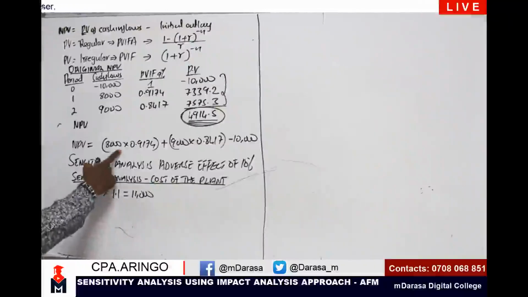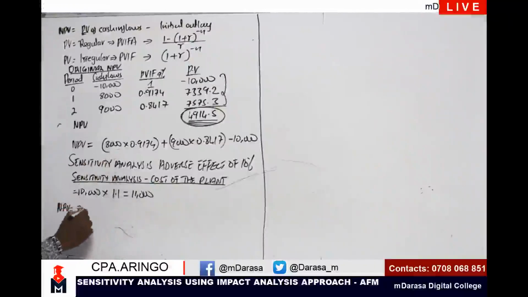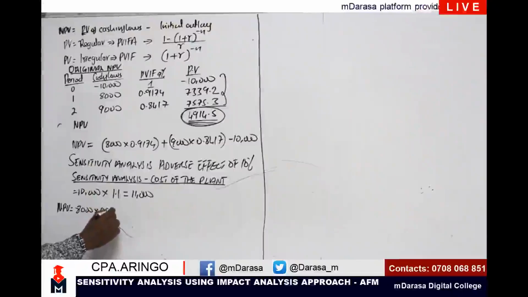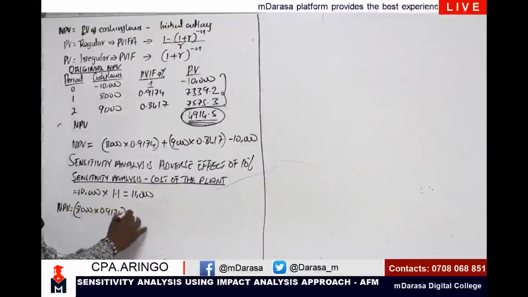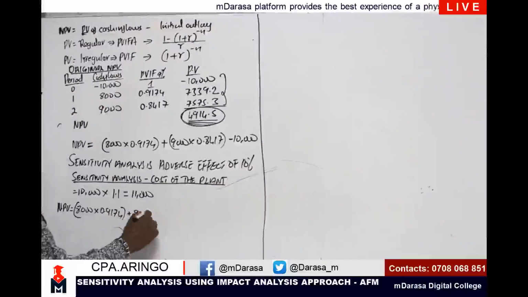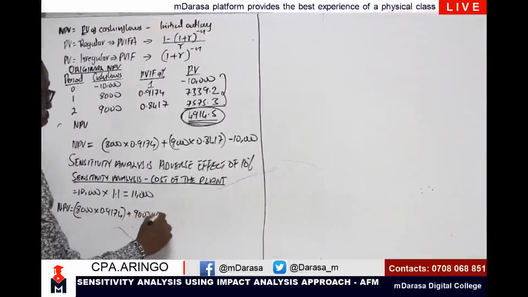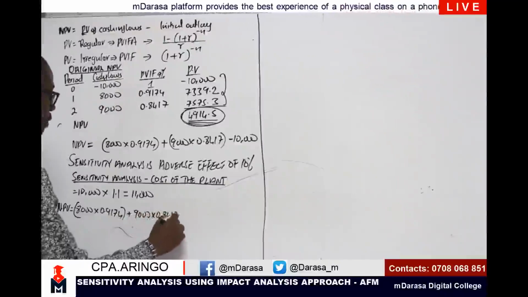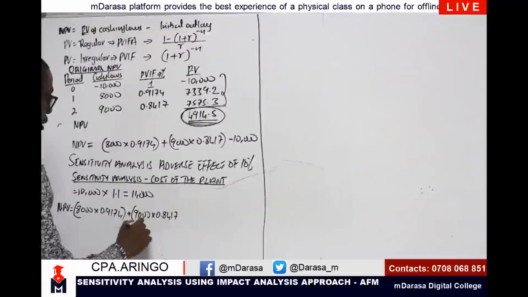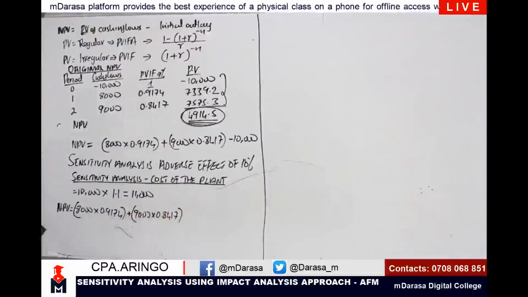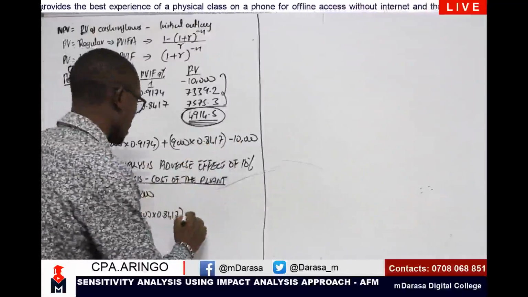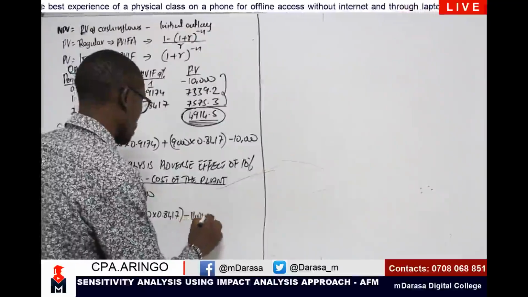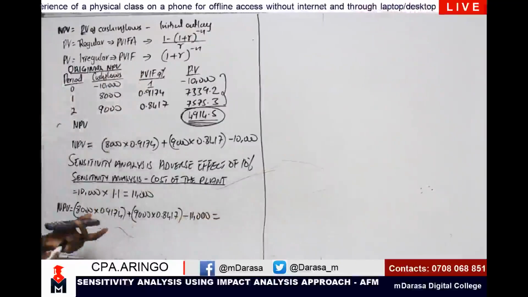What will I be having? All these factors will remain constant. So I'll be having 8,000 times 0.9174, plus 9,000 times 0.8417. This time round, our cost is 11,000 because it has been adversely affected. So minus 11,000. So what will be our new NPV?